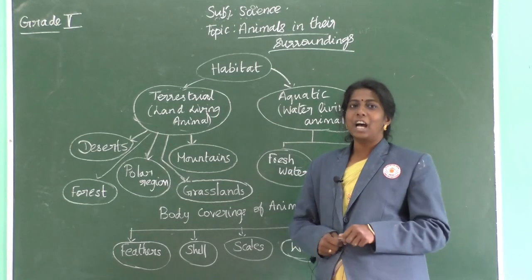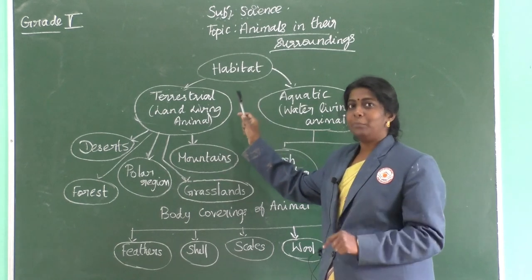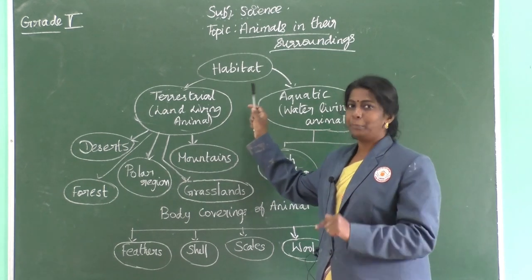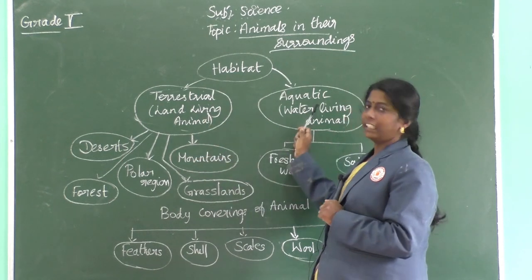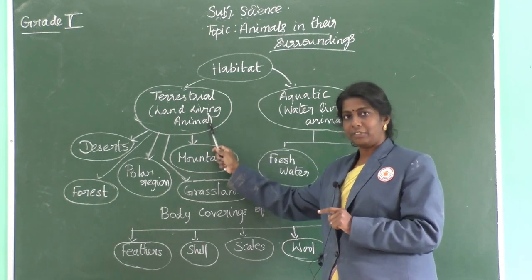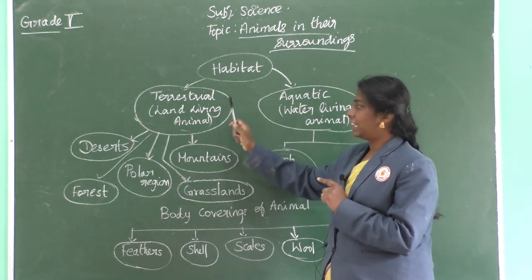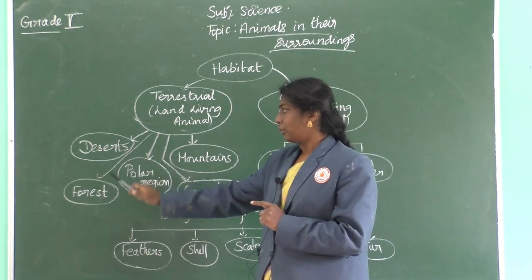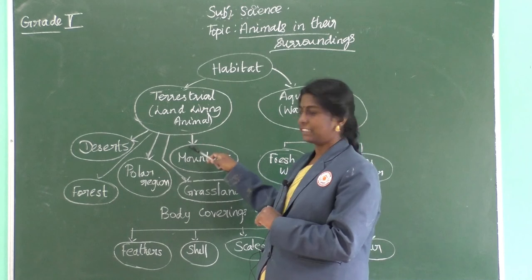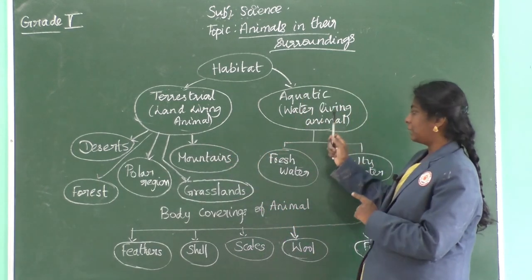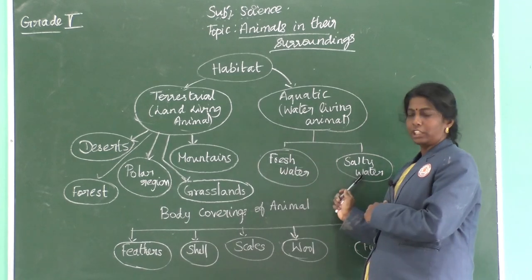Yes, students, now about the mind map. Habitat. The place where an animal lives, feeds and reproduces is called habitat. It's again divided into terrestrial and aquatic. Terrestrial, land living animals. Aquatic, water living animals. Terrestrial animals include desert, forest, polar region, mountains and grassland, these areas. And then aquatic animals, water includes both fresh water and salty water.